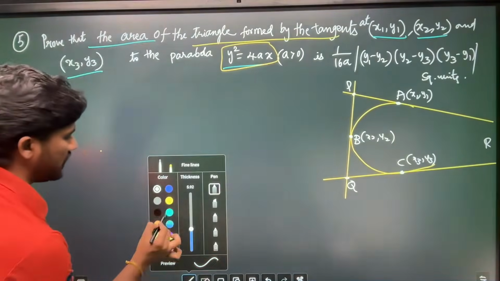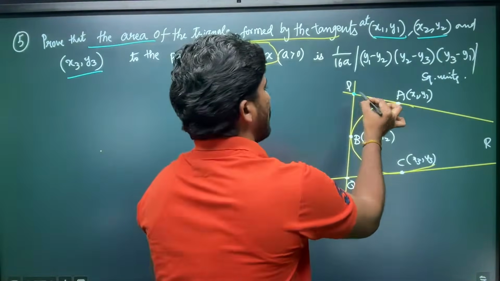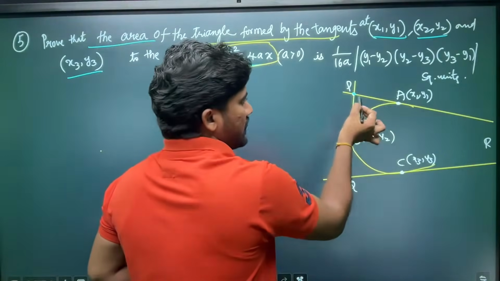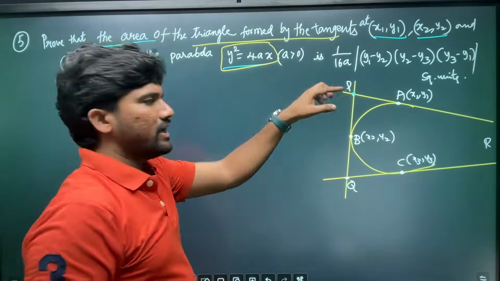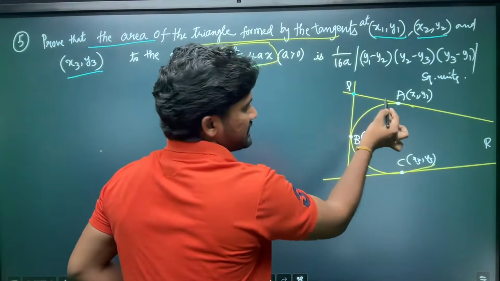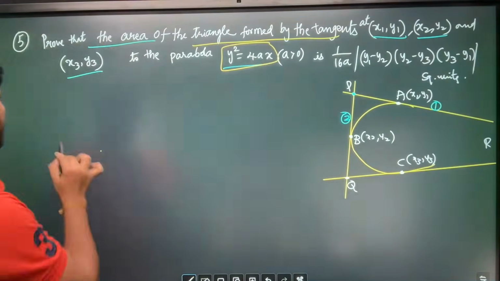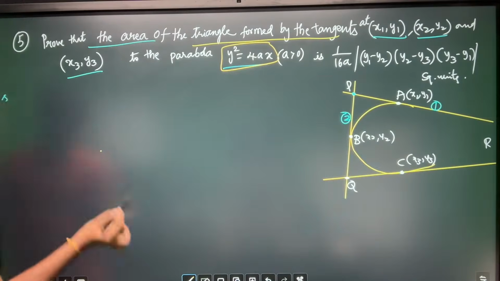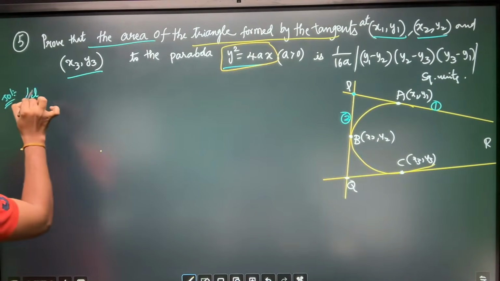Now first of all, to find the area of this triangle we have to find the intersection point of these 2 tangents. See, we have to find the coordinates of the point capital P. To find the coordinates of this point P, capital P is the intersection point of tangent 1 and tangent 2. We take the conditions in the form of parametric equations.